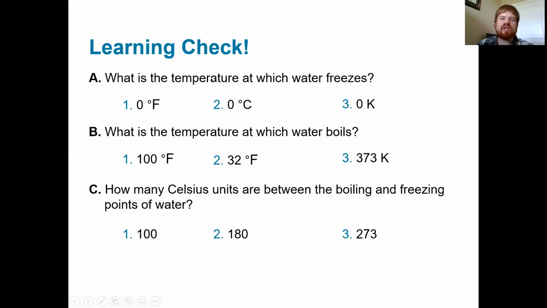Okay, so we're going to do a quick learning check. You can pause the video now if you want to. If not, we're just going to go through it here real quick. A, what is the temperature at which water freezes? Is it 0 Fahrenheit, 0 Celsius, or 0 Kelvin? The answer is 0 degrees Celsius.